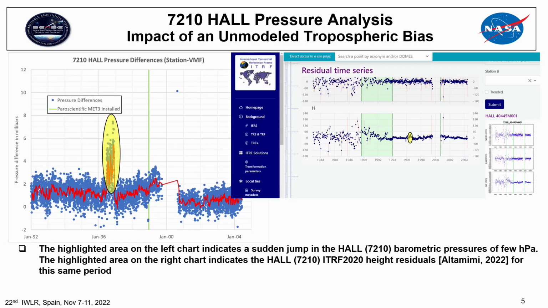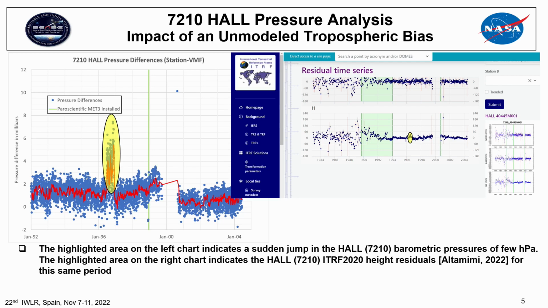So on this chart here, I plotted over here on the left the pressure differences. The VMF data occurs every 6 hours. So we aggregated the barometric pressures from our sites every 6 hours from all satellites. And so each blue dot here represents a common 6-hour difference between the VMF and what the station measured as far as barometric pressure. And then the red line is a running average.